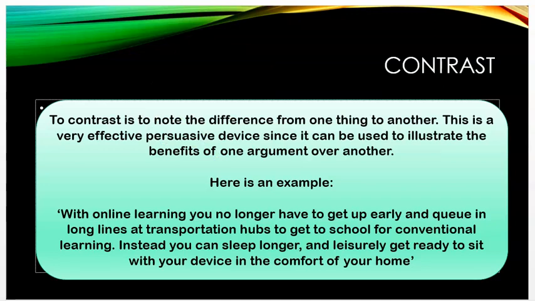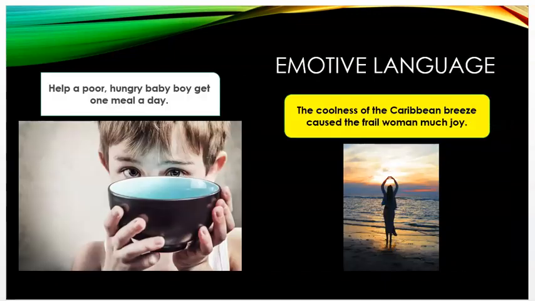Then contrast, putting one thing against another. To contrast is to note the difference from one thing to another. This is a very effective persuasive device since it can be used to illustrate the benefits of one argument over another. Here is an example. While online learning, you no longer have to get up early and queue in long lines at transportation hubs to get to school for conventional learning. Instead, you can sleep longer and leisurely get ready to sit with your device in the comfort of your home. So if you're working there, you're presenting two sides, one against the other. That's contrast in order.